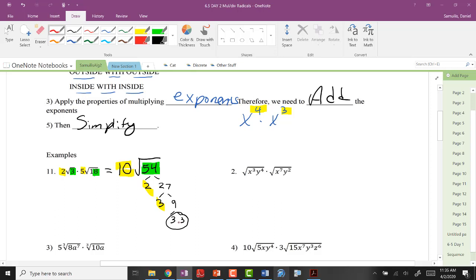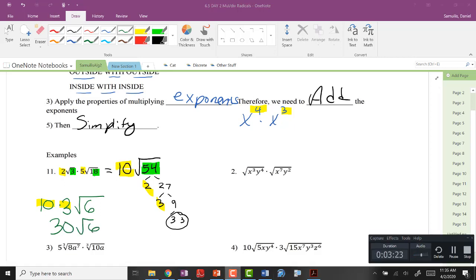So when that comes out, that 10 was already there, the 3, so we're taking the square root of 3 squared, so that comes out as 3. And then we have this 2 times 3 left inside, so that is going to give us a 6. Now we have these values both outside. Those can be multiplied, so I get 30 square root 6. All right.